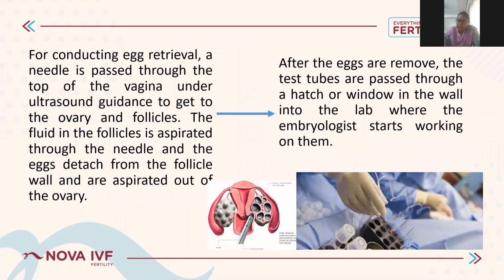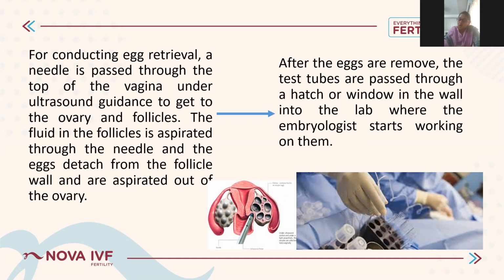So what is the procedure like? As you can see in this photograph down, the pink one is the uterus, and a needle is being inserted through the vagina to the follicles, and the follicular fluid under ultrasound guidance is aspirated from the follicles, and it is collected inside a test tube, okay? Which is temperature controlled.